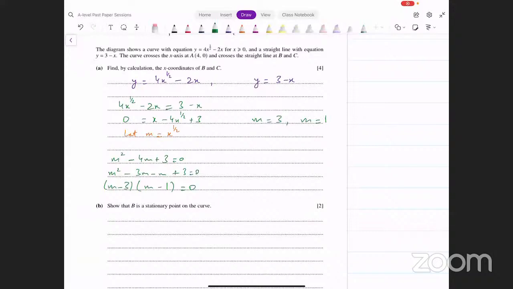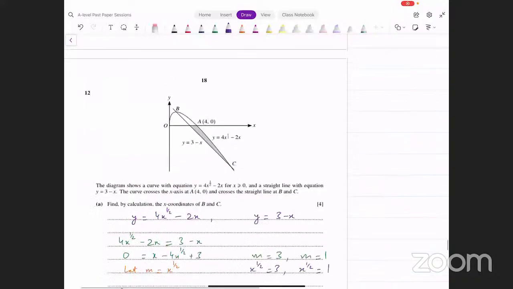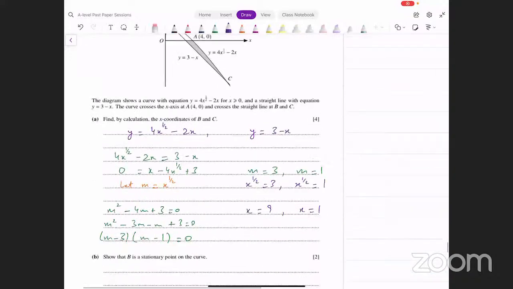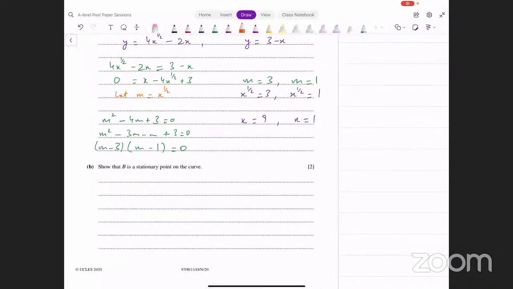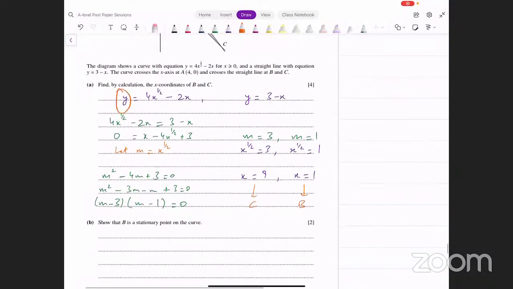अब क्या करेंगे? वापस x input कर देंगे. Say either x raised to power 1 over 2 equals 3 or x raised to power 1 over 2 equals 1. Square both sides and we get x equals 9 and x equals 1. These are the x coordinates of B and C. अब देख लें ऊपर B का x coordinate छोटा होना चाहिए, C का बड़ा होना चाहिए. So we can say this corresponds to B and this corresponds to the point C. ये आपको find करना था. ठीक है, सिर्फ x coordinate चाहिए थे. अगर आपको y coordinate भी चाहिए होते, अब जाके वापस इस function में input कर देते, you would have gotten the y coordinates for them as well.